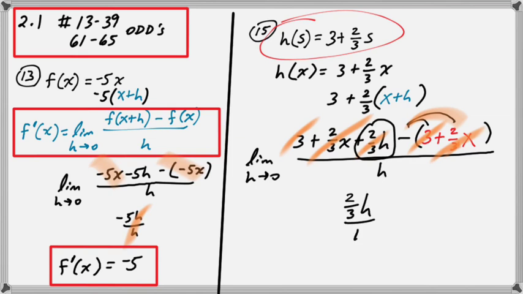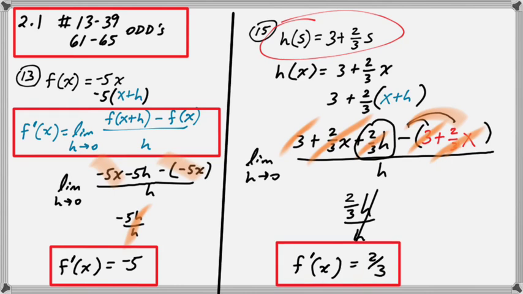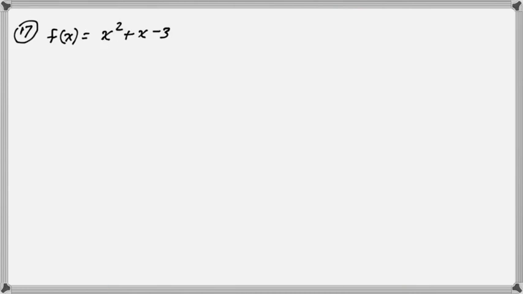2/3 h divided by h tells me that f prime, or the derivative, is 2/3. Again, it was a slope, so you might have known the slope up here was 2/3 also. Now, they're not all going to be linear. That's 13 and 15. You'll notice 17 is a type I would probably ask you.